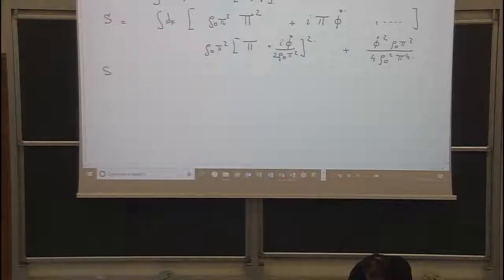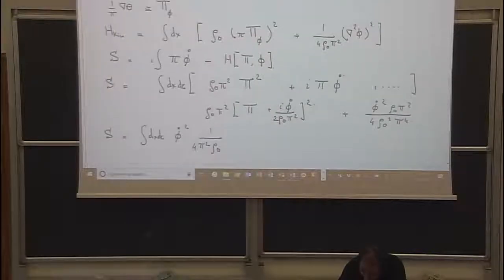So my action is simply the integral over dx. Now I get phi dot square. I do it in imaginary time. So this is the imaginary time action. So dx, d tau, and so on. Then I get pi square. So this gives me 1 over pi square here. I get rho 0, it gives me 1 over rho 0, and I get my factor of 4.